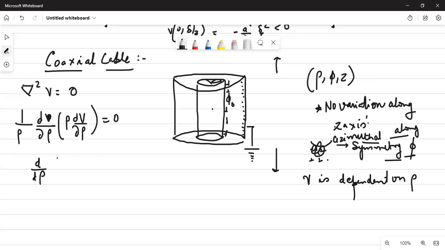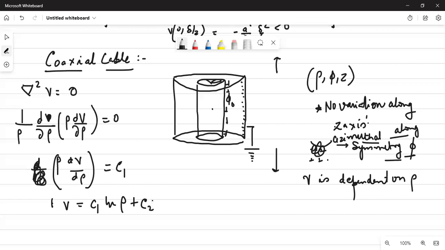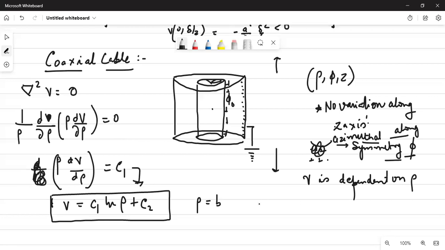So overall, in order to solve this case, I can write d by d rho of rho dV by d rho equals zero, which implies that rho dV by d rho is some constant c1. So V will be c1 ln rho plus c2. Is that clear? So this particular thing is zero, and it implies that rho dV by d rho is a constant, which I have written in this fashion.